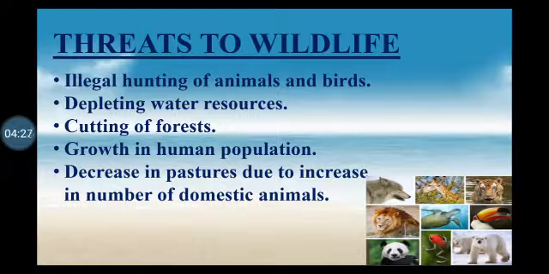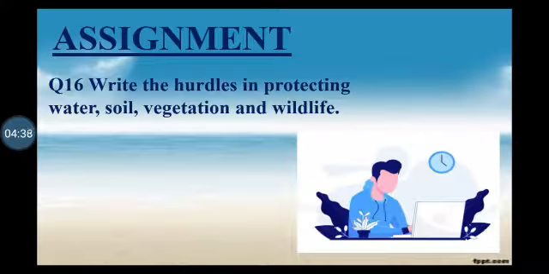Here were some threats to the water, soil, vegetation and wildlife of our country. I hope you understand them. Your assignment is to write question number 16. Write the hurdles in protecting water, soil, vegetation and wildlife. It's very easy.